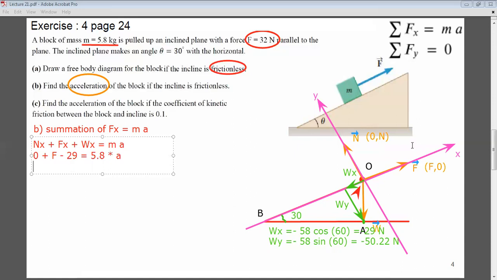So F, I know it's 32, it's given, right? F is 32, it's given. 32 minus 29 equal to 3. So acceleration equals 3 divided by 5.8. Acceleration is equal to 0.51 meter per second squared. Okay, so this is when the inclined plane is frictionless. This is part B.